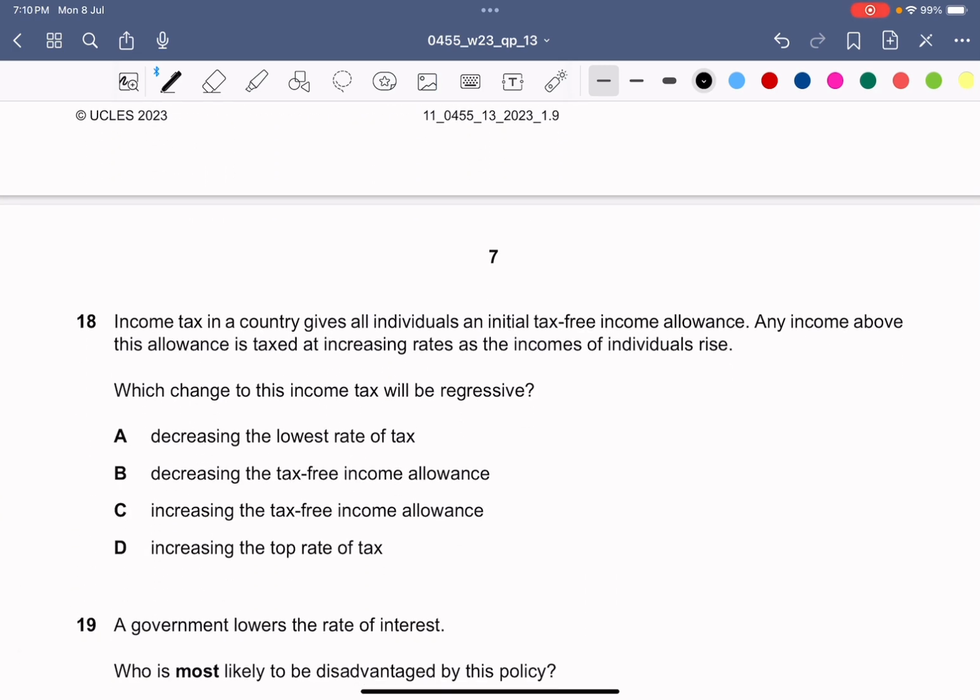Income tax in a country gives all individuals an initial tax-free income allowance. Any income above this allowance is taxed at increasing rates as the incomes of individuals rise. Which change to this income tax will be regressive? We look at A. Decreasing the lowest rate of tax, no. B. Decreasing the tax-free income allowance. Yes, because it means that when you decrease the tax-free income allowance, the lower income group also needs to pay tax, so it will be regressive.